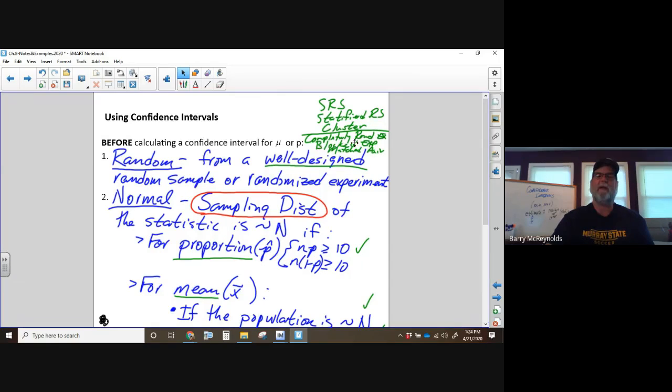We talked about blocked experiments. We talked about matched pairs. All of those would be considered a well-designed random sample or randomized experiment. So you're reading the case very carefully to make sure that you can conclude, okay, this data does come from a random source. Whether it's a sample or an experiment doesn't matter, but it does need to be a random source.